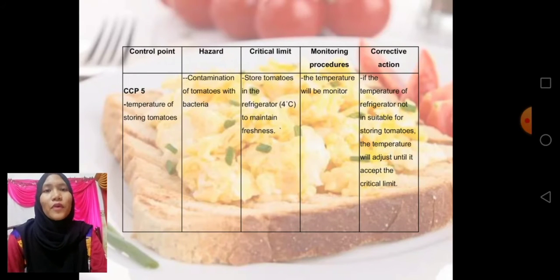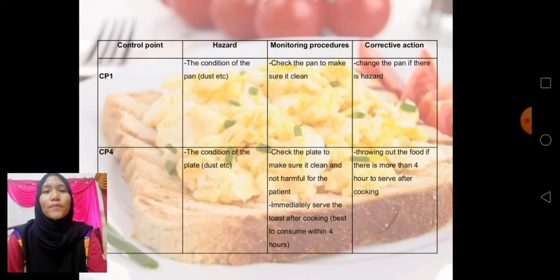CCP5 is the same as CCP4, which is the temperature of storing tomatoes, because of the contamination of tomato with bacteria. The critical limit is to store the tomato in the refrigerator to maintain freshness, and we monitor the temperature. If the temperature of the refrigerator is not suitable for storing tomato, we adjust it until it meets the critical limit. So the next ones are CP1 and CP4, which are the same: the condition of the pan and the condition of the plate.